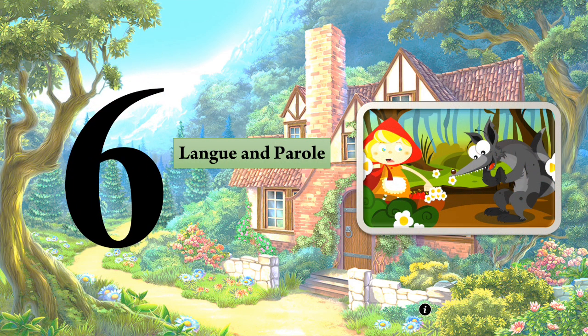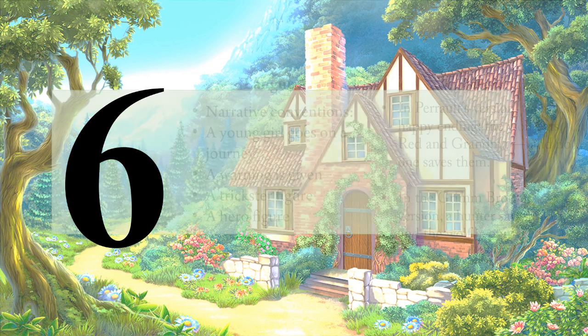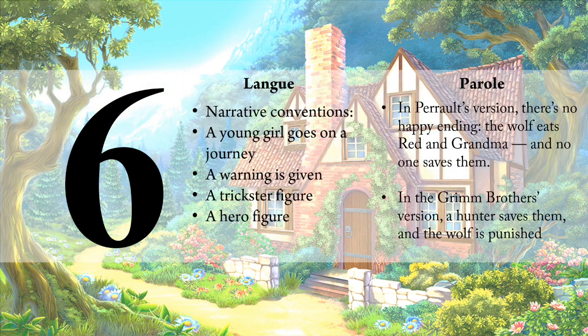For the last key concept, langue and parole. According to Saussure, langue is the shared system of language while parole is the individual expression. In fairy tales, the langue is the predictable structure. Say, for example in this tale, a young girl on a journey, a warning ignored, a trickster, and a heroic resolution. But the parole changes from version to version. In Perrault's version, the wolf eats them, no rescue, just a cautionary tale. And in the Grimm brothers' version, a hunter saves the day, and both are expressions of the same underlying system.